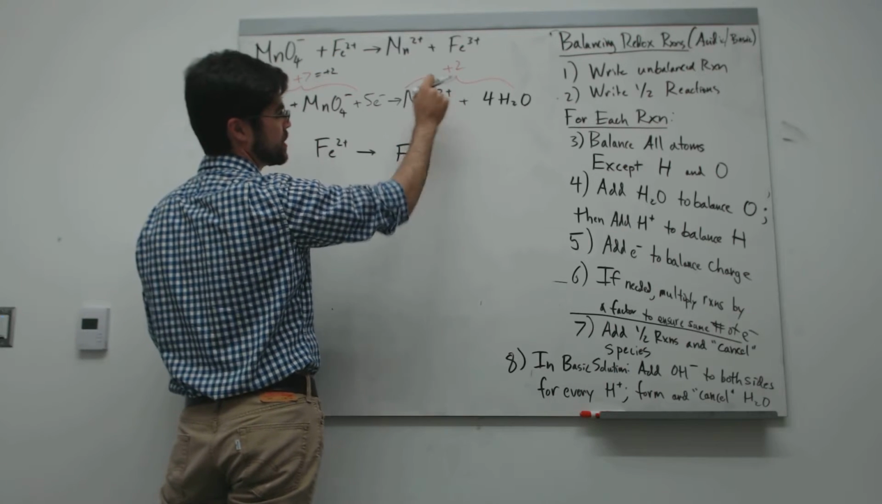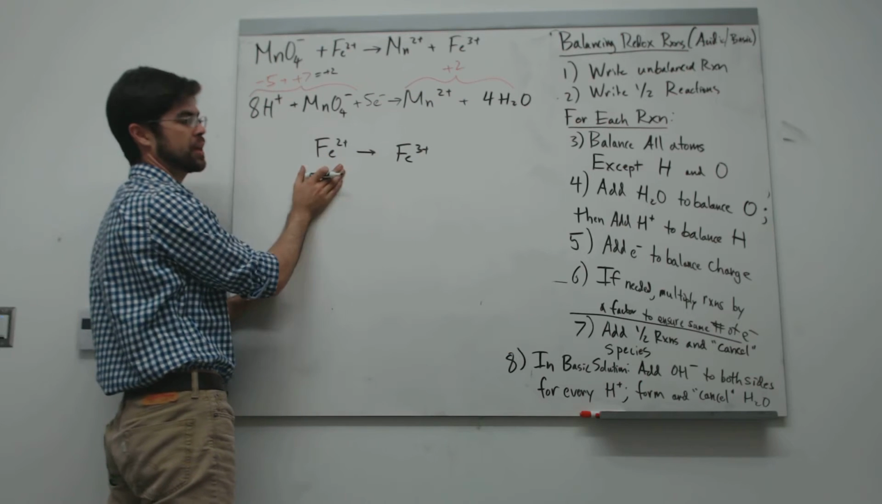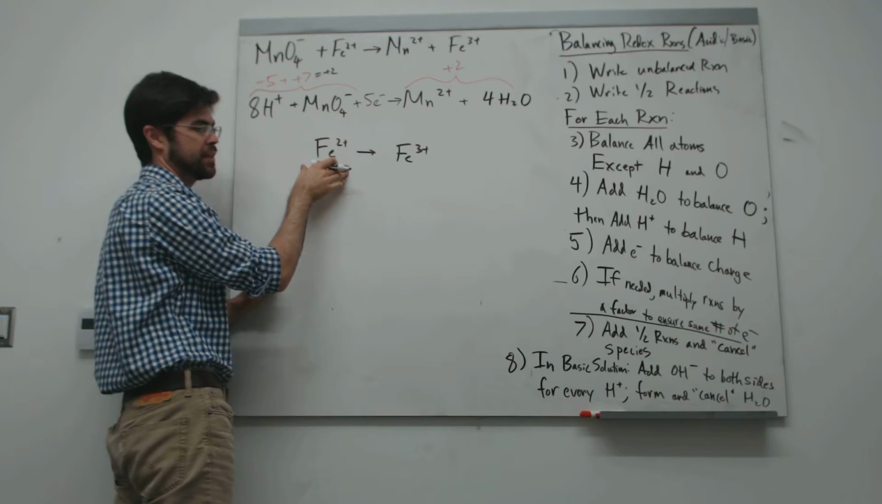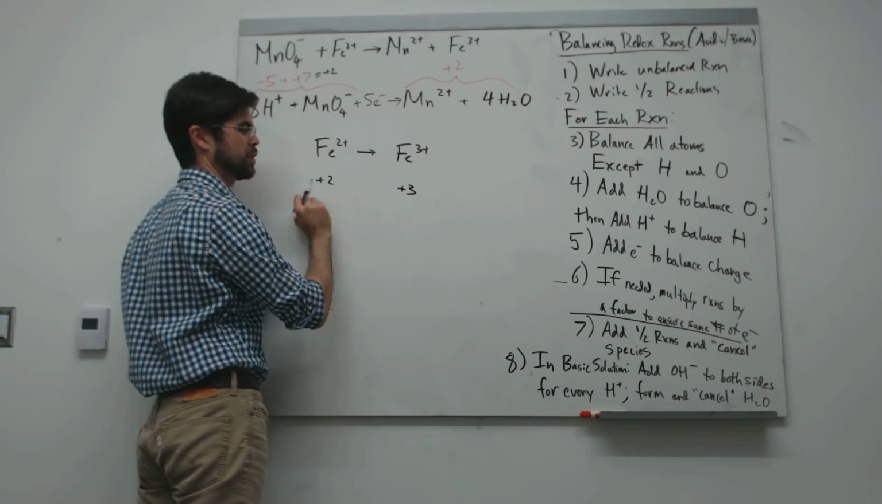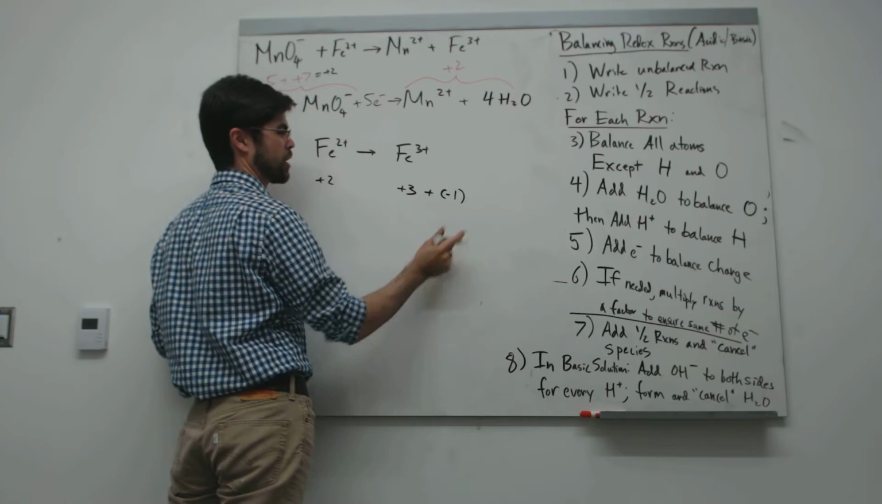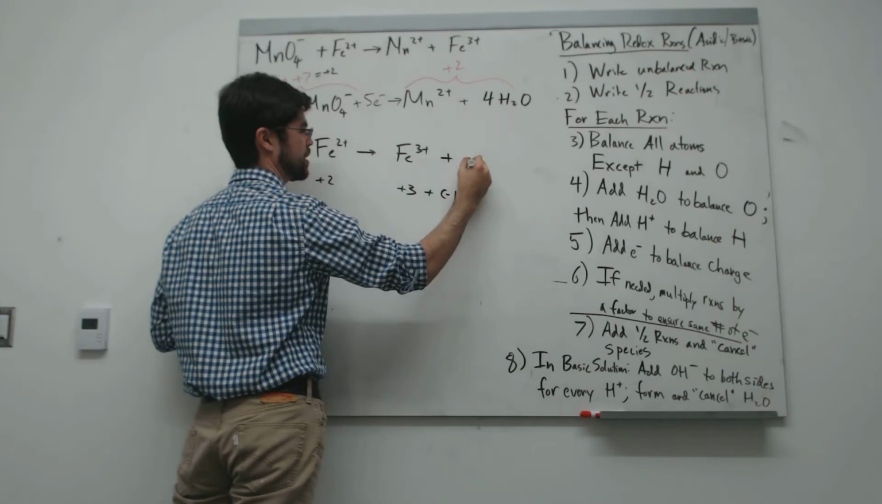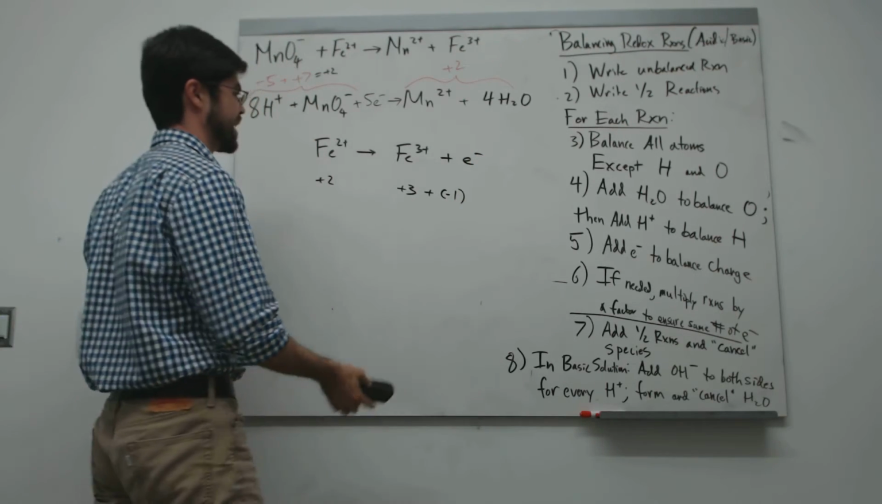So there's my plus 2 for my total charge on this side. And then on this side I've got a 2 plus from the manganese. So yeah, now those are balanced. Over here I've got 2 plus on this side. And on this side I've got 3 plus. The only way for these to be equal is if I add one more negative charge over here. So this is just going to have a single electron being added to balance out that reaction.